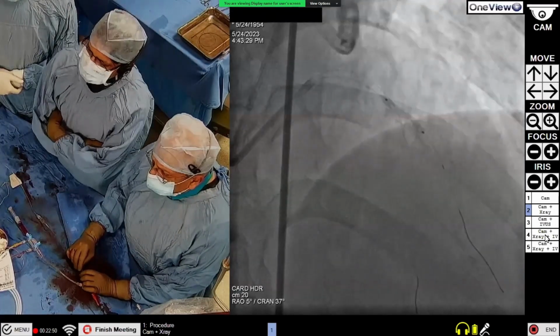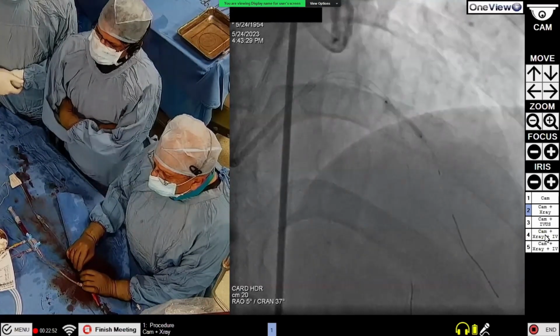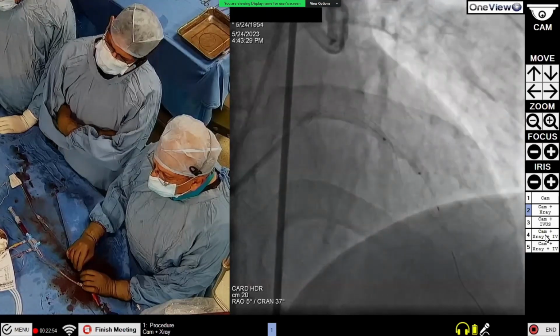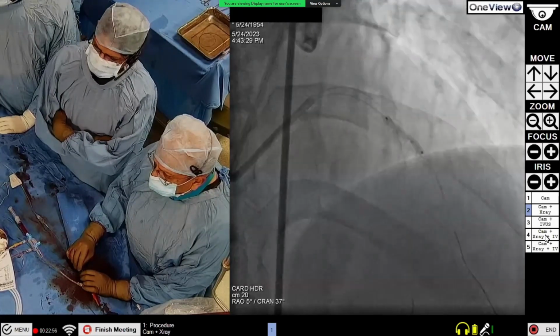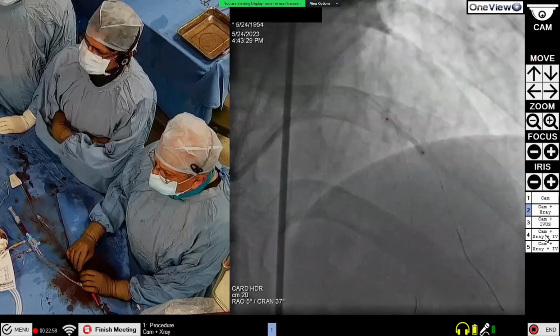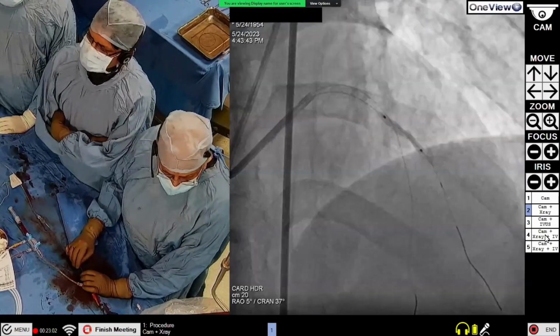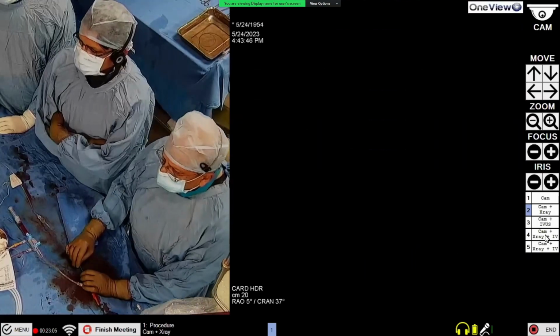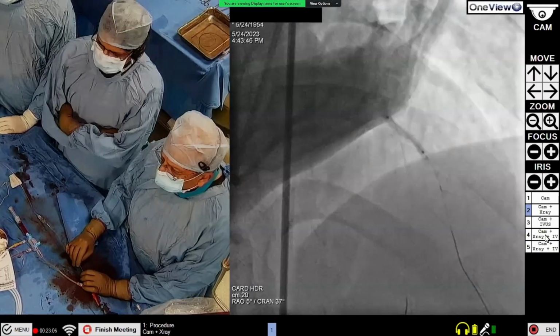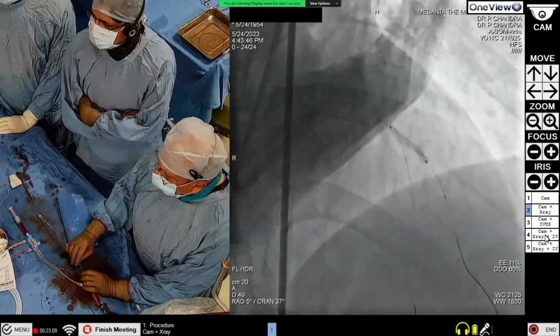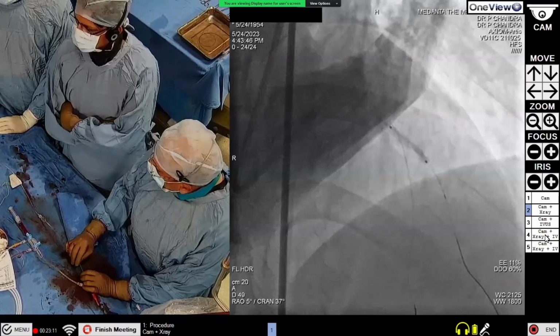Okay, so 6, 7, 8, 9, 10. So still there is some band which says that the vessel has not given way. I think now it has given way. Now it is going, yeah. Well dilated. Yeah, finally there is some good lumen. I think for diagonal this much is sufficient. This is quite good actually. Okay, deflate.